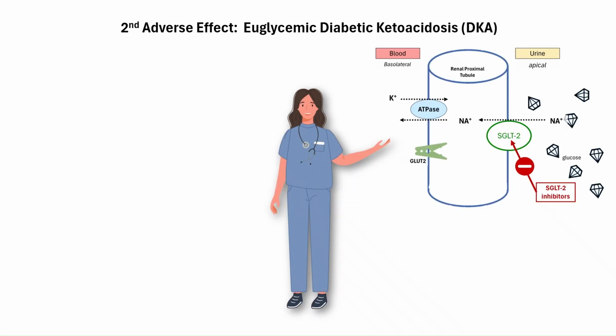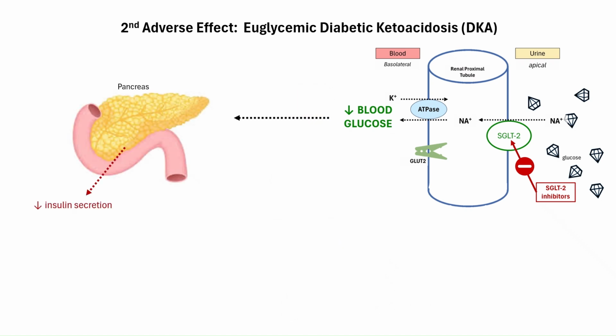When SGLT-2 inhibitors lower blood glucose by promoting urinary excretion, circulating glucose levels fall. In response, pancreatic beta cells reduce insulin secretion. This is the green light for disaster. Insulin normally suppresses fat burning and ketogenesis. When insulin levels fall, that restraint weakens.